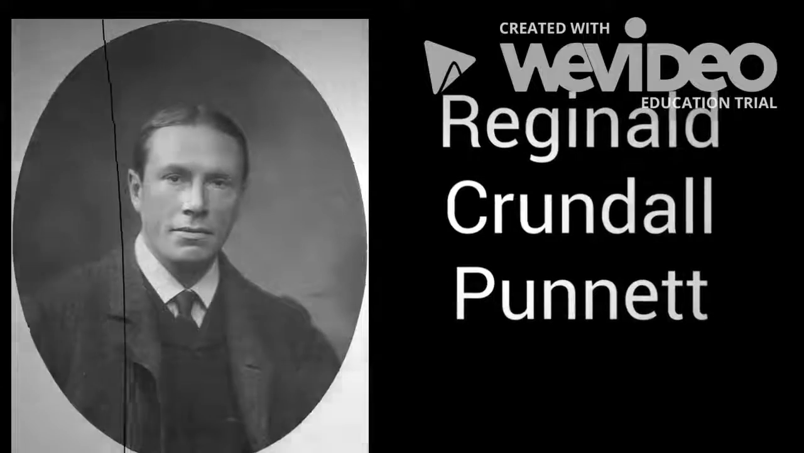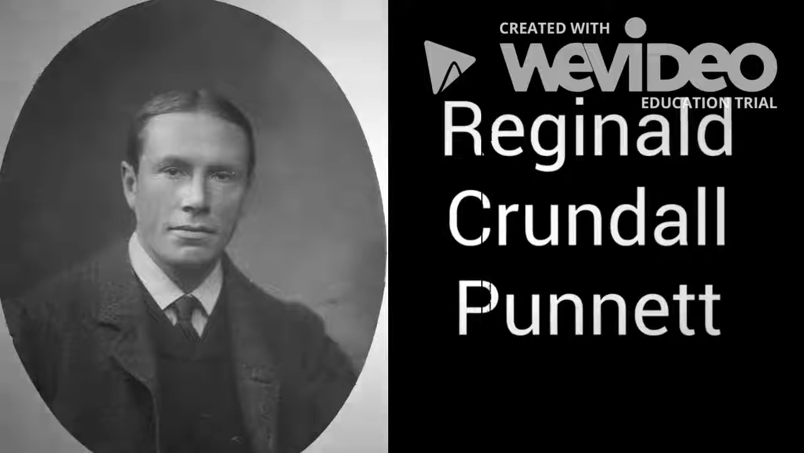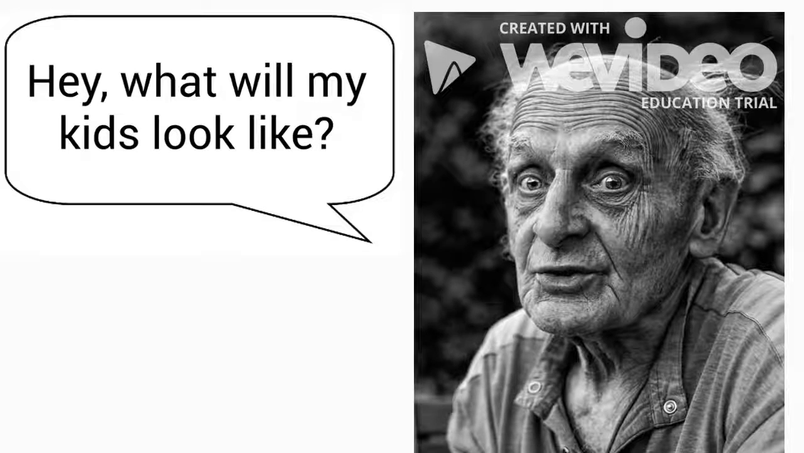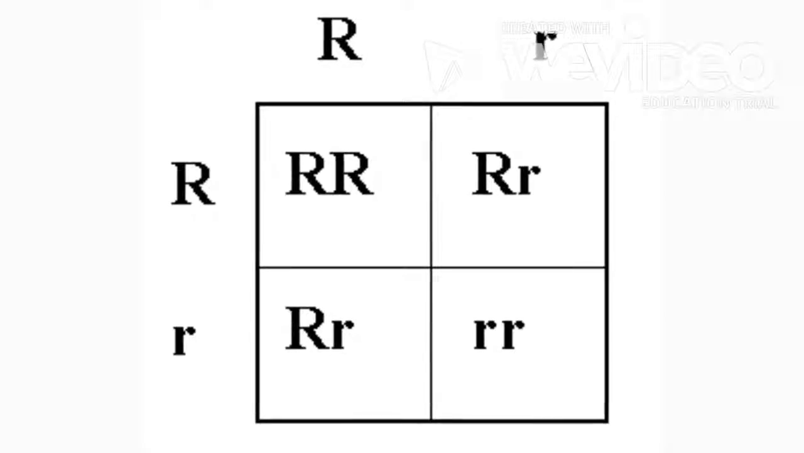So way back in the day, early 1900s, this guy named Reginald Crundall Punnett, what a great name, devised a way to represent the probability that an offspring would end up with a given trait. We call it Punnett squares, and this is why. This is what they look like.